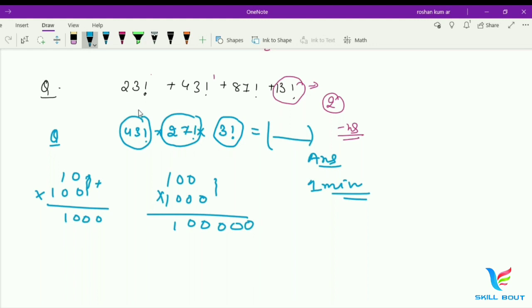How many zeros will we get here? 8 plus 1, 9. How many zeros will we get here? 5 plus 1, 6. So the answer is 9 plus 6, which is equal to 15. This is a 5 to 10 second question if you know this concept. Even 10 seconds is too much.